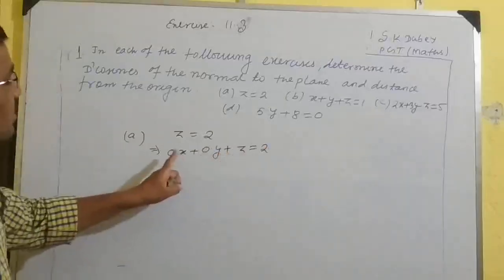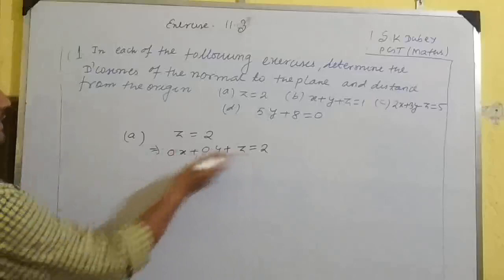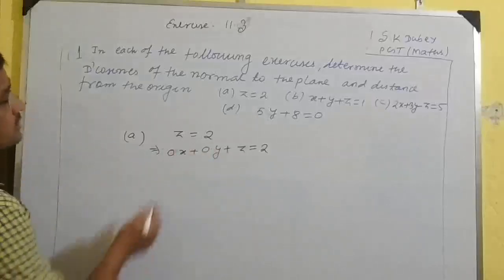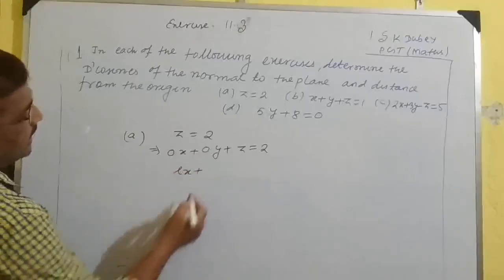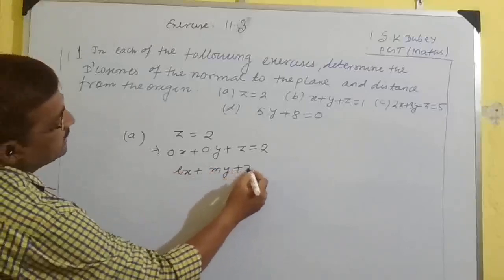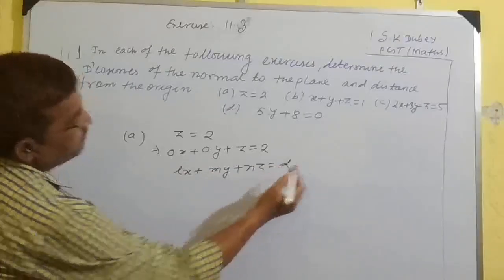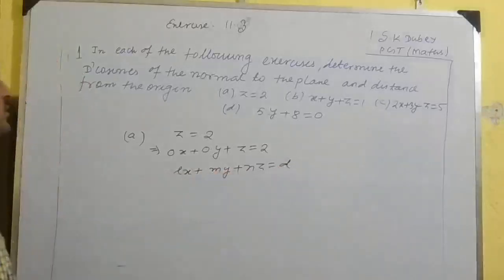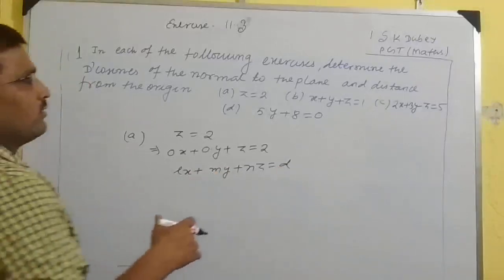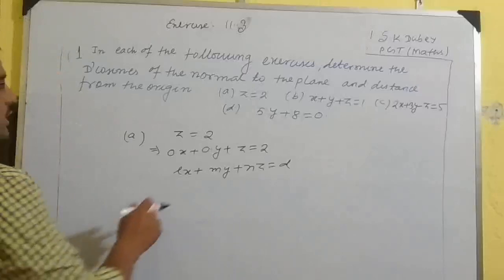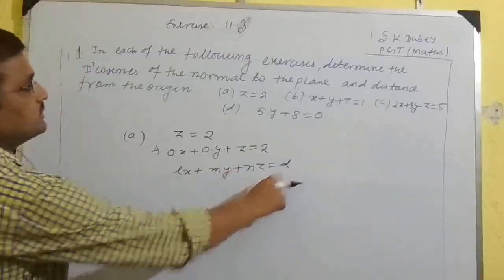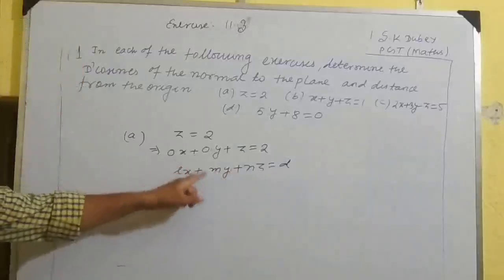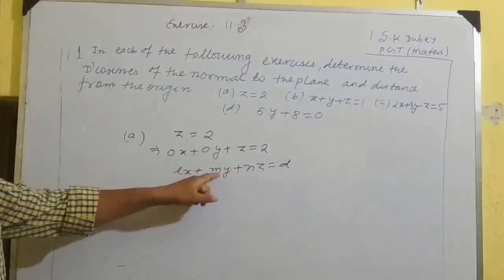Now this plane is in the form of normal form. Normal form of the plane is Lx plus My plus Nz is equal to d, where L, M, N are the direction cosine of normal to the plane. Any line which is perpendicular to the plane is having direction ratio L, M, N, and d is the distance from origin. Now compare this equation to this standard form.